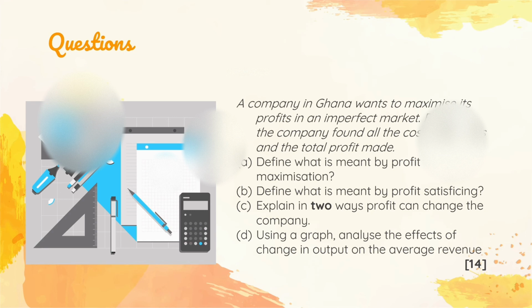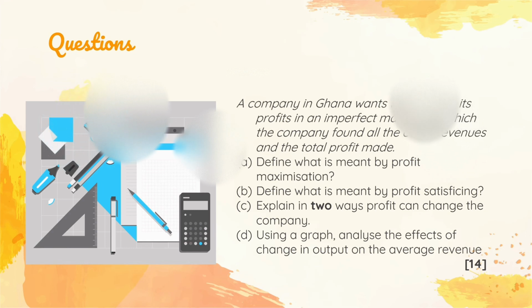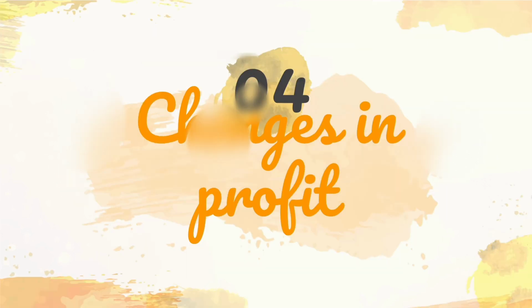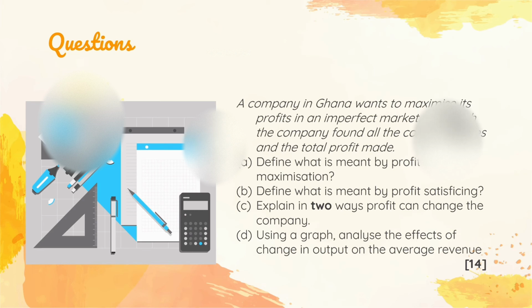Define what is meant by profit satisficing. So let's go back to that slide. Satisficing, you can say this involves making enough dividends to keep shareholders happy by pursuing other objectives. It includes sacrificing profits in order to improve, for example, staff facilities, or to get raw materials at a cheaper rate. Okay, so you can give these two points to explain profit satisficing.